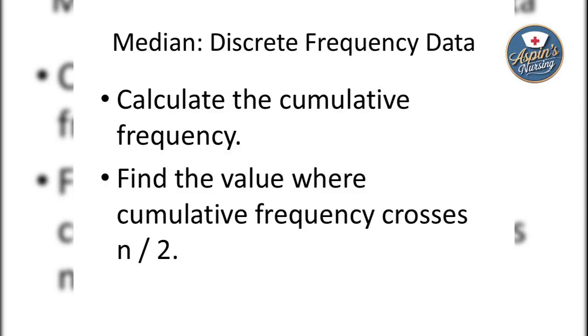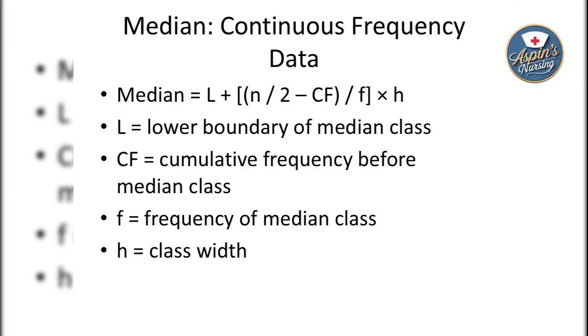In discrete frequency data, the cumulative frequency is calculated, and the median is the value where this cumulative frequency crosses half the total number of observations. This method helps pinpoint the central value in frequency distributions. For continuous frequency data, the median is calculated using a formula that considers the lower boundary of the median class, cumulative frequency, frequency of the median class, and class width. This approach provides a precise measure of central tendency in grouped data.